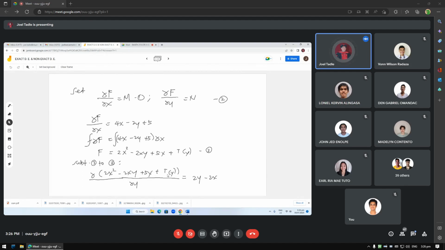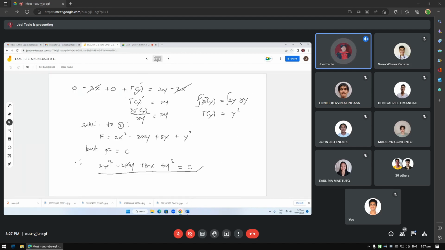Then the fourth term, t of y: the partial derivative of t of y over the partial derivative of y, we call this t prime. Okay, so continuing, we have 0, negative 2x, plus 0, plus t of y prime, equal to 2y minus 2x. Now the negative 2x cancels, because if we transpose it to the right side, what is on the left becomes positive. So it becomes 0, and our t of y prime is equal to 2y.